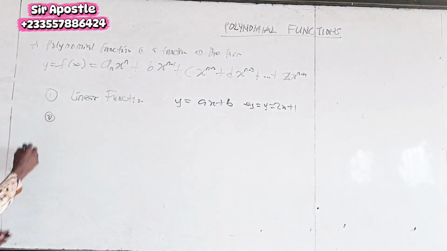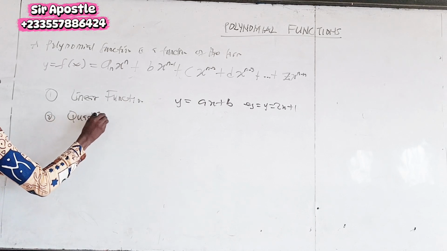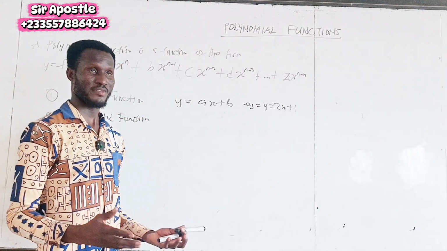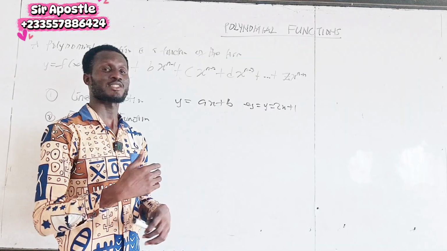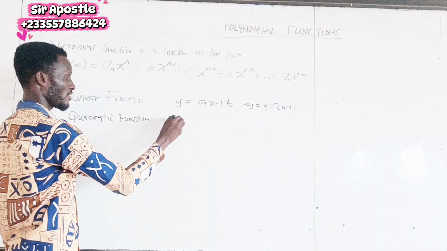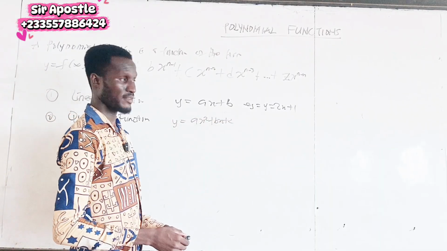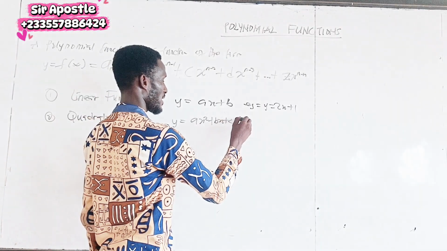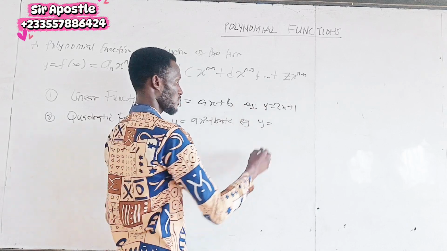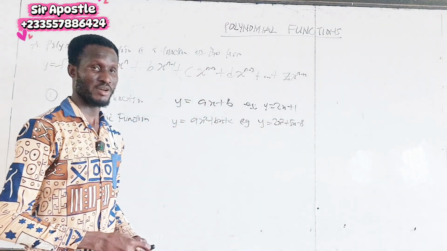The second type of polynomial function is the quadratic function. Don't forget that we have talked about quadratic functions. A quadratic function is a parabola that opens upwards or downwards. It is anything of the form y is equal to ax squared plus bx plus c. An example of a quadratic function is y is equal to 2x squared plus 5x minus 8.